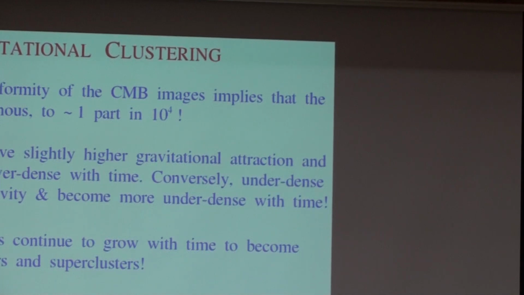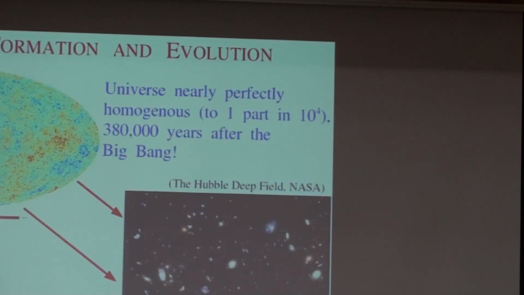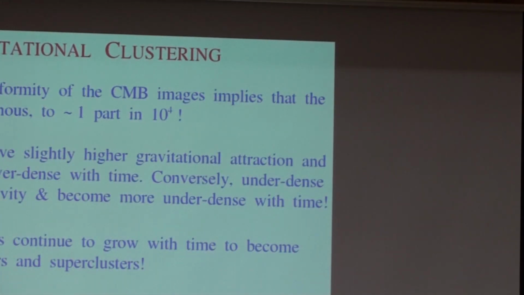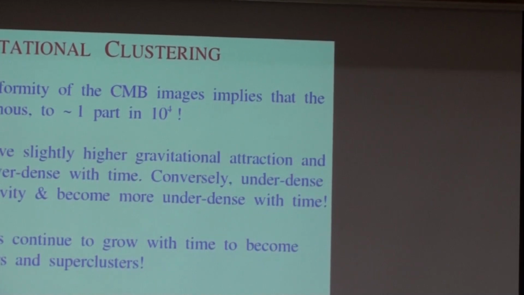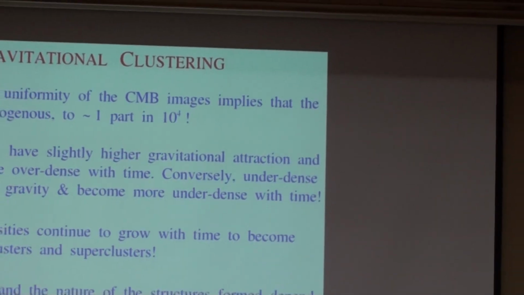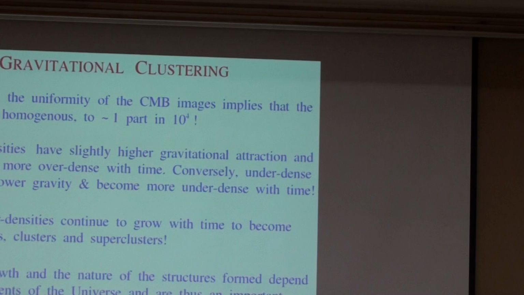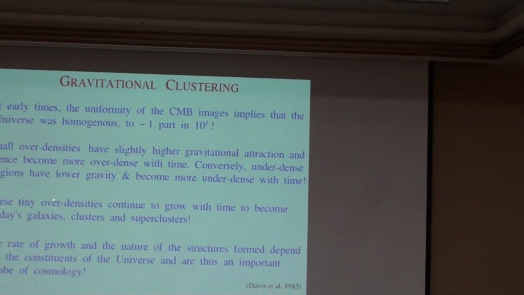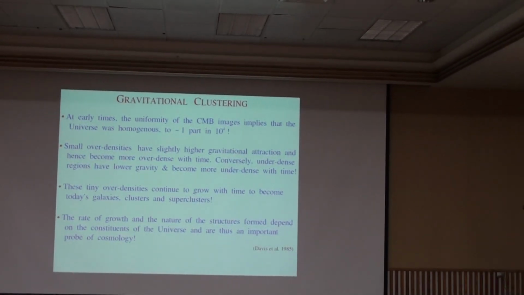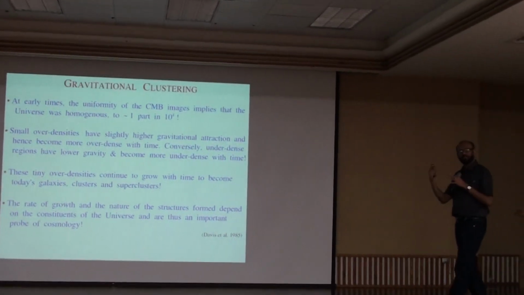Underdense regions have lower gravity. So they attract their matter less. So matter flows from underdense regions into overdense regions. And these tiny overdensities grow with time very slowly. But remember, the universe is really old. You have time. They grow with time, and these tiny overdensities become today's galaxies and clusters and superclusters.